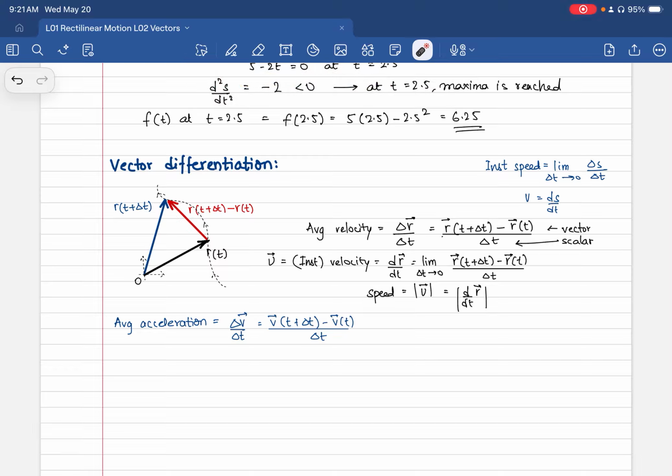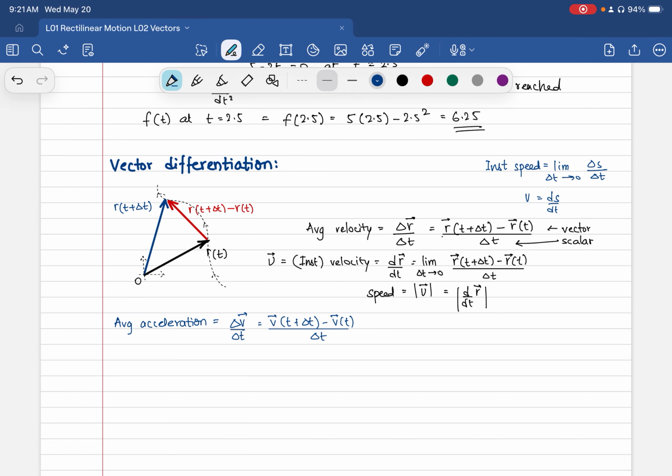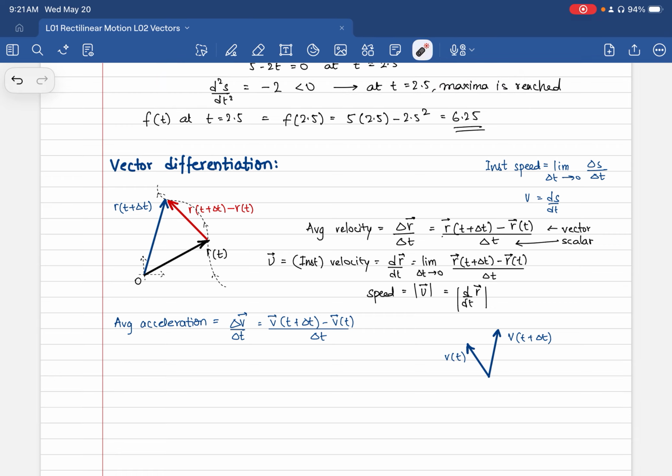So at the instant of t plus delta t, what is the velocity? If it was something like this, this here is your velocity at t plus delta t, and I have velocity at time t as this here. So this is v of t plus delta t, and this is v of t. Now, what vector would represent this? Is it this way or is it this way? Take a moment to try and find that out.